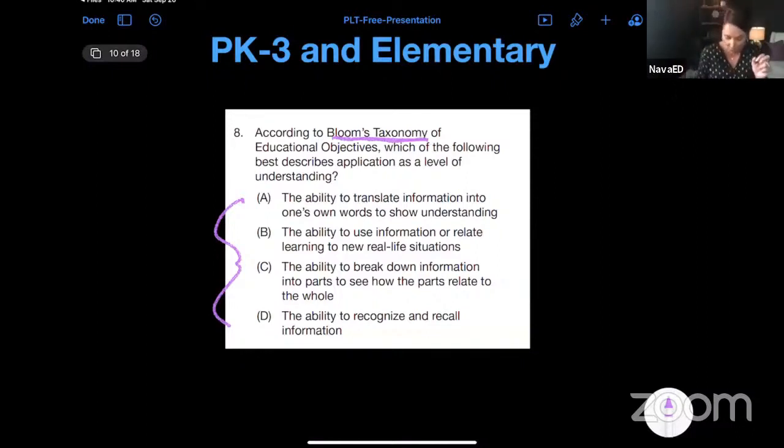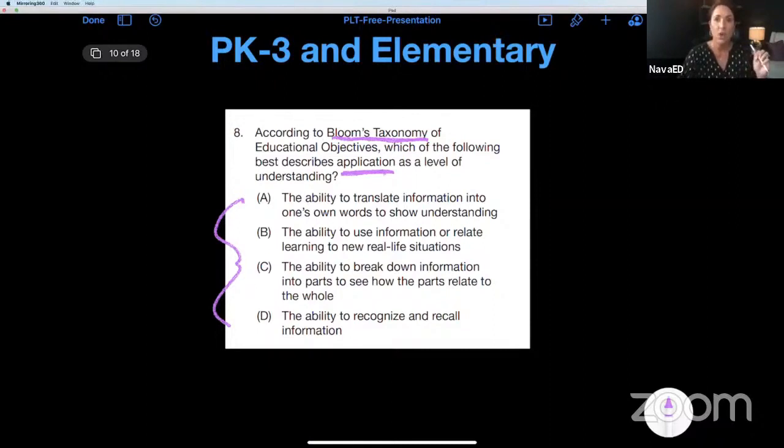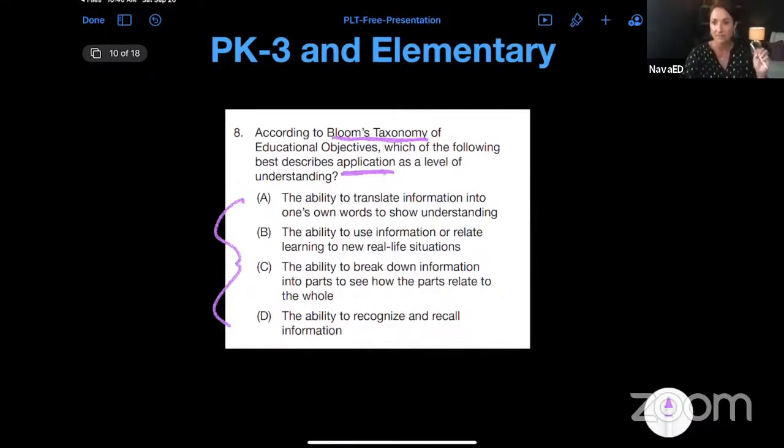And I can see this word application, which is what? That's at that top level of the pyramid. So go ahead and look at the answer choices, see if you can eliminate bad words. If you can't, go back to the question and tell me in the chat or in the discussion what you think the right answer is.